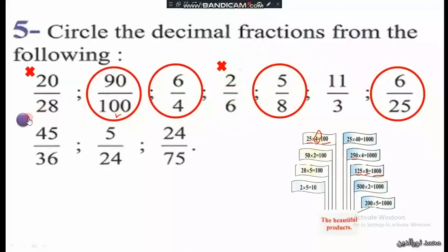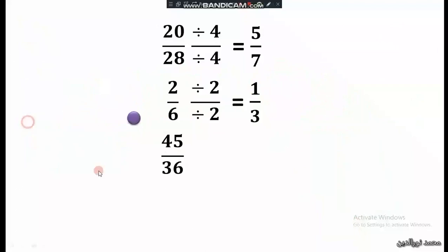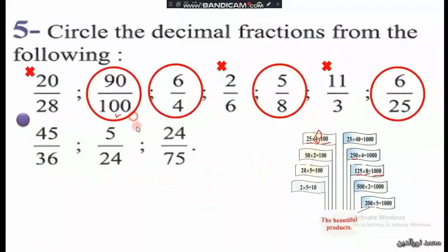11 over 3, we could not reduce or simplify this fraction. 3 could not be written as a power of 10, so it's not a decimal fraction. Here we have 45 over 36. We could divide both terms by 9, and then 45 divided by 9 is 5, 36 divided by 9 is 4. So 4 could be multiplied by 25 to give 100. So yes, it's a decimal fraction.